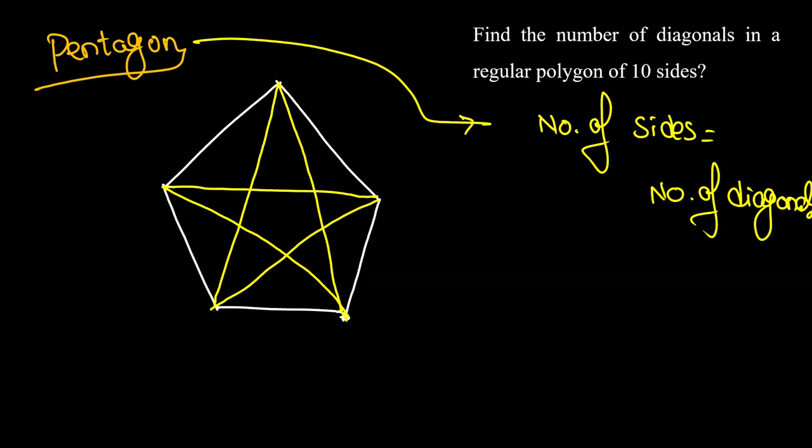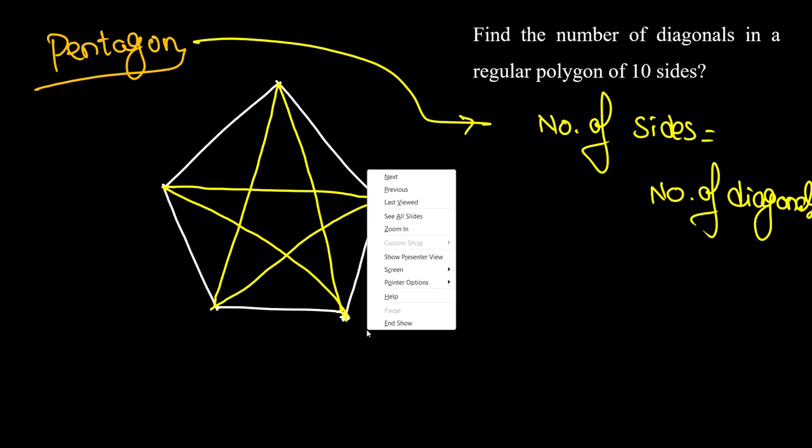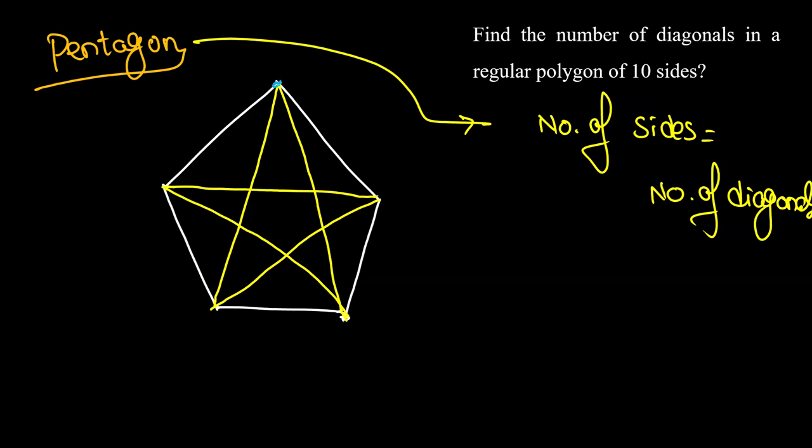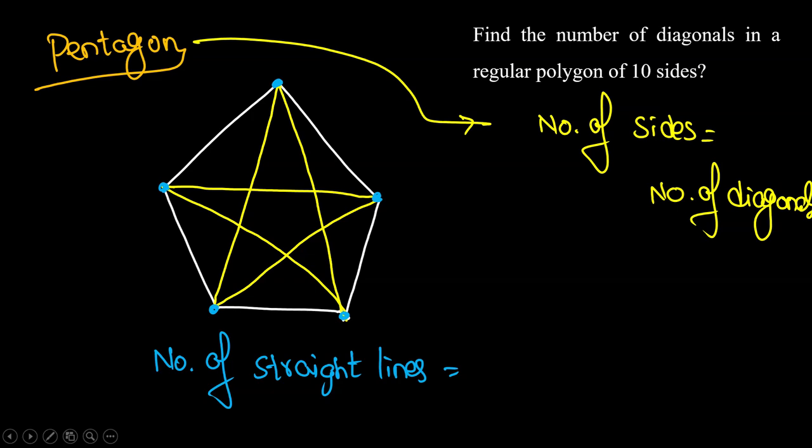For the pentagon, but they are asking for the decagon, 10 sides. I don't want to give the formula directly. Together we develop the formula now. How many points are there for the pentagon? 5 points. How many straight lines can be created with 5 points? 5C2, 10. Is it 10?